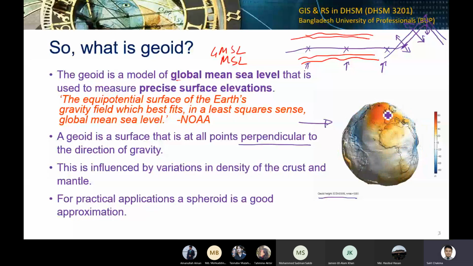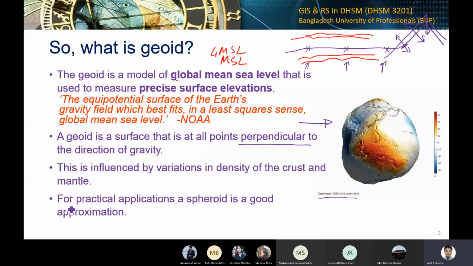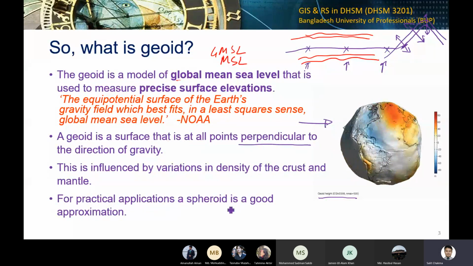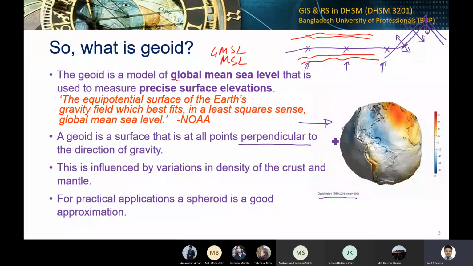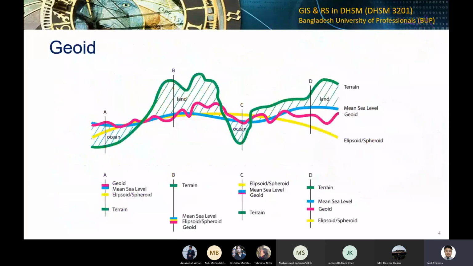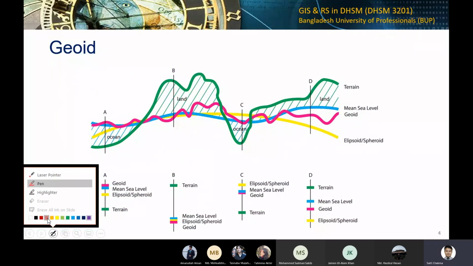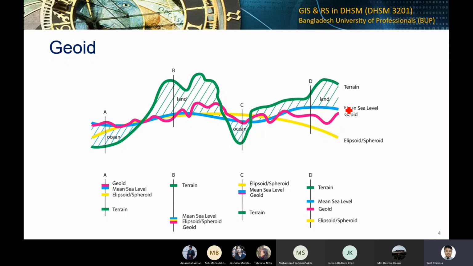So however, for some practical applications, we find that a spheroid is a good approximation to the geoid, because of course, as I said earlier, we need that skeleton to find anything. So now if we try to identify how the mean sea level and the geoid differ from each other, these days, when people say mean sea level, they actually mean the geoid.